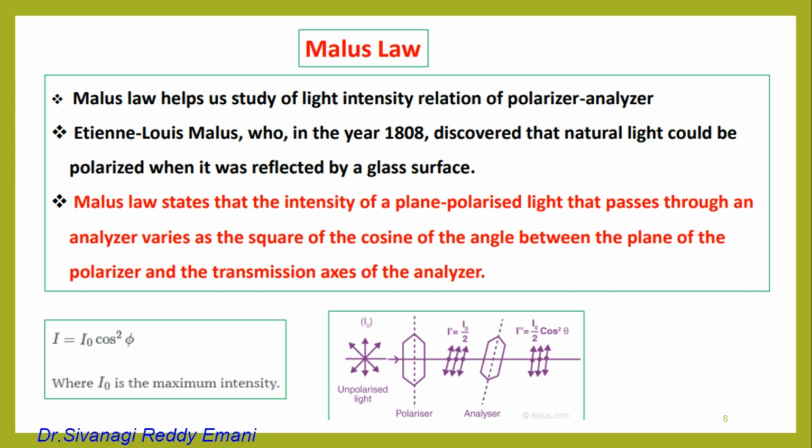Then we have Malus law. This law helps us study the light intensity relation: when light rays transmit through the polarizer, and when they transmit through the analyzer, how much intensity we observe after that. Mathematically, I equals I naught cos square phi, where I naught is the maximum intensity and phi is the angle between the light polarization and the axis. Typically we use I equals I naught cos square phi to identify the intensity.